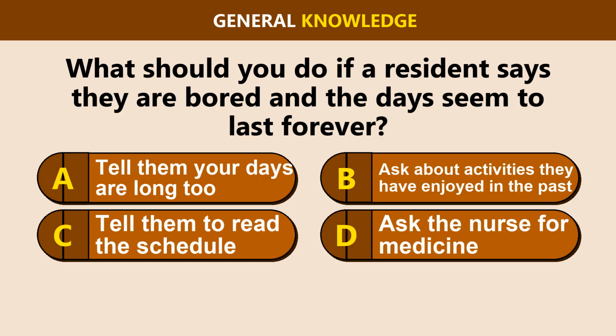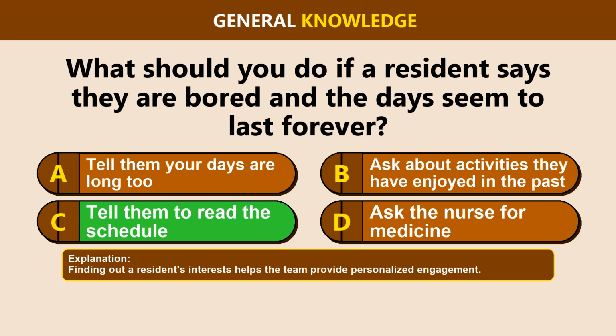Question 8. What should you do if a resident says they are bored and the days seem to last forever? Option A. Tell them your days are long too. Option B. Ask about activities they have enjoyed in the past. Option C. Tell them to read the schedule. Option D. Ask the nurse for medicine. The correct answer is option C. Tell them to read the schedule. Finding out a resident's interests helps the team provide personalized engagement.